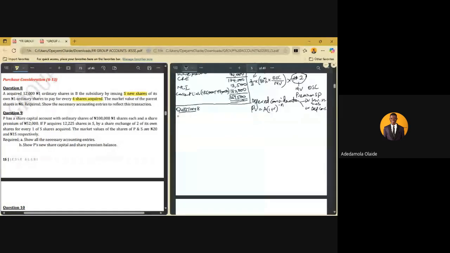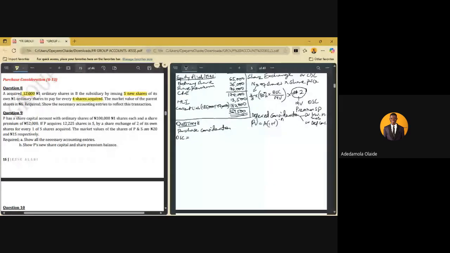To calculate the purchase consideration, what I prefer to do is to just split it slightly. The ordinary share capital will be what? It is the number of shares acquired, 12,000. They are issuing 5 of their own shares for every 4 shares acquired.